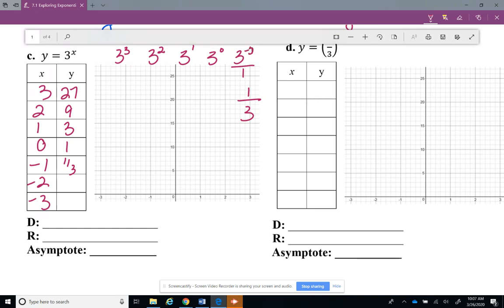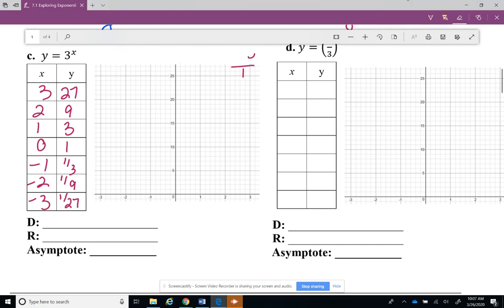3 to the negative 2 will be 1 over 3 squared, which is 1/9. 3 to the negative 3 is going to be 1 over 3 to the third, which is 1/27. And now I'm going to graph it, but before I graph it, I'm going to go ahead and go down here. The domain is all real numbers.